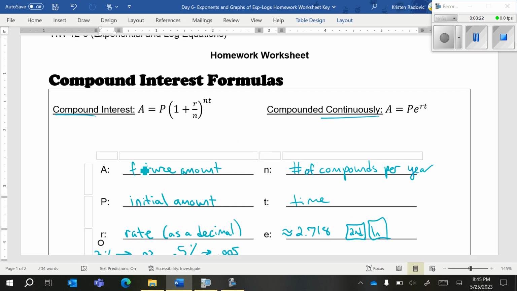So for the memory quiz tomorrow, you do have to remember these two formulas.